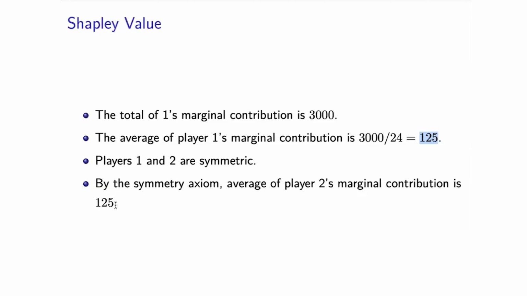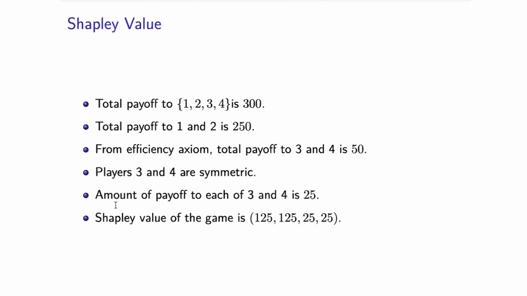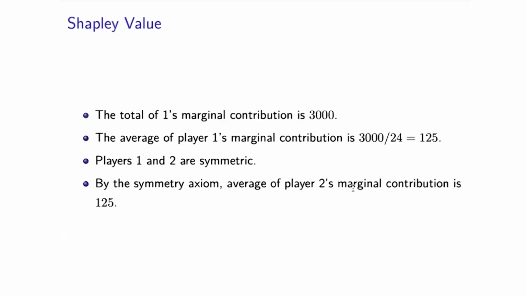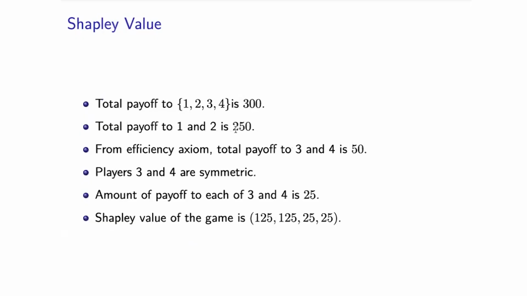Okay, so in terms of the Shapley value, we have got that the payoff to player 1 would be 125, and the payoff to player 2 is also going to be 125. Now, the efficiency axiom would say that the payoffs to each of the players, if we add them up, have to add up to 300. We have already found that the payoffs to players 1 and 2 are 125 each, so the total payoff to 1 and 2 is 250, right? So the total payoff to 3 and 4 has to be 300 minus 250, because the total to 1 plus 2 plus 3 plus 4 is 300, and the total to 1 and 2 is 250. Therefore, 3 and 4 are going to get 50.